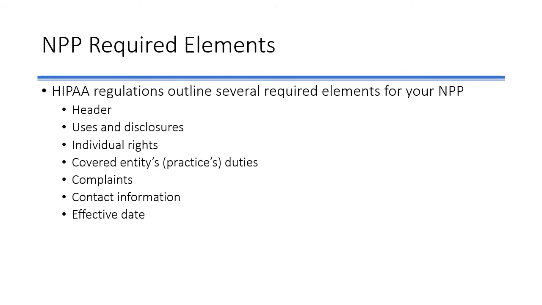HIPAA regulations outline several required elements for your NPP. Most required elements are already baked into the models HHS.gov provides. These are the major required elements: header information, a section on uses and disclosures, individual rights, the covered entity's or the practice's duties, complaint information, contact information, and an effective date for the notice.